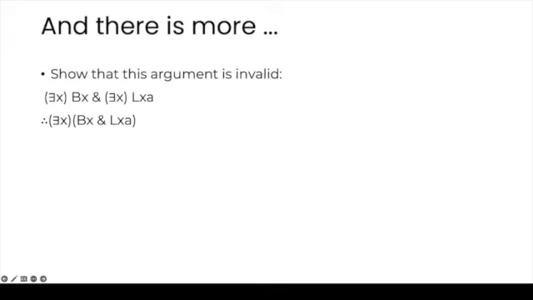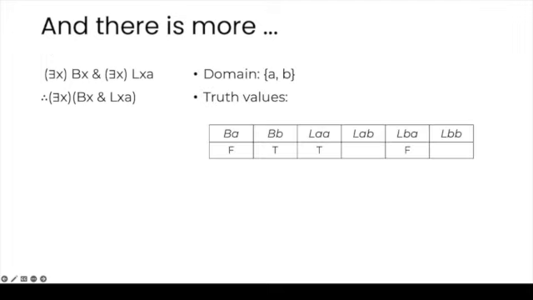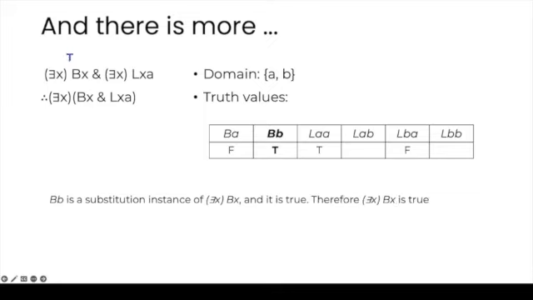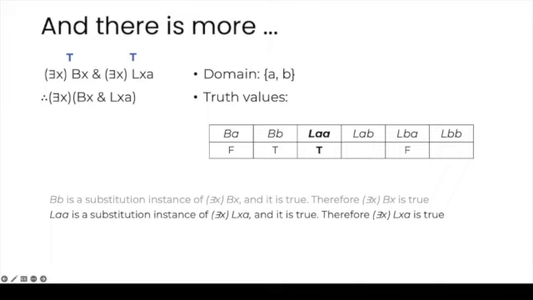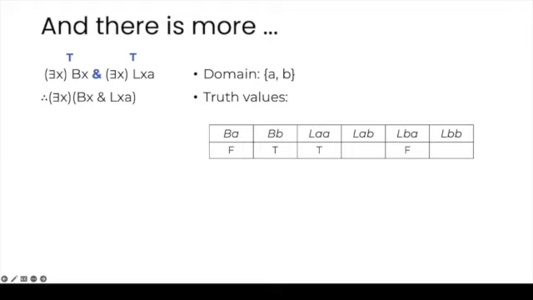Can you see why this argument is invalid? Think about it. Okay, this interpretation is enough to show that the argument is invalid. And here's why. BB is a substitution instance of there is an X BX, and it's true. Therefore, there is an X BX is true. LAA is a substitution instance of there is an X LXA, and it's true. Therefore, there is an X LXA is true. Since the premise is a conjunction, and both conjuncts are true, the premise itself is true. So we can check it.